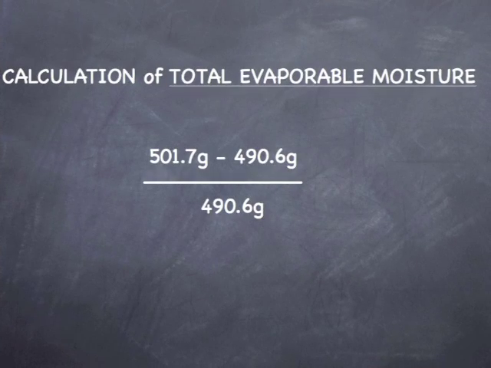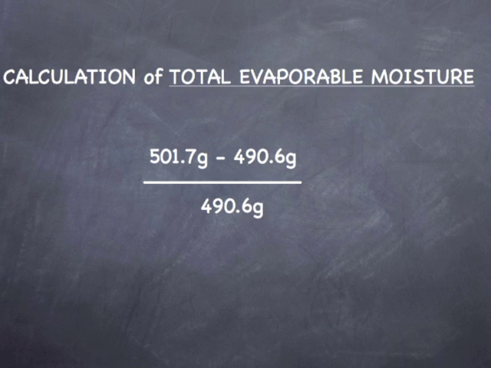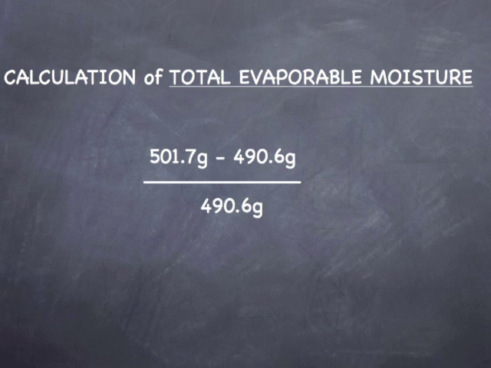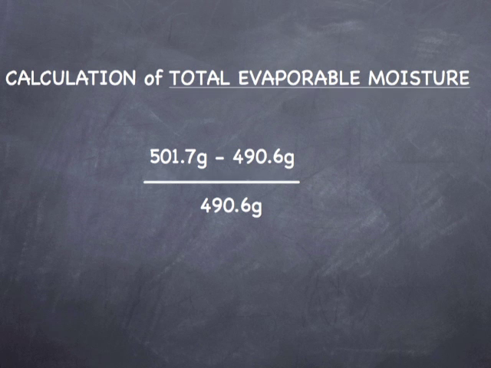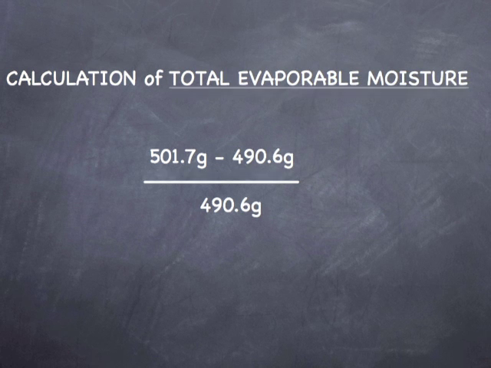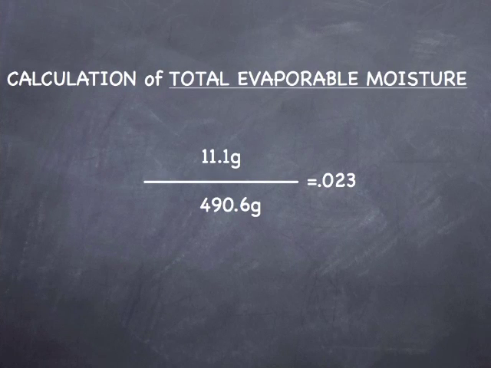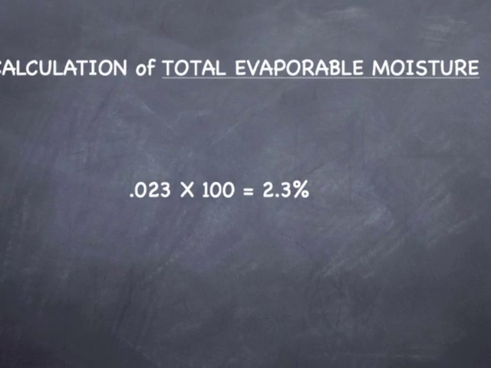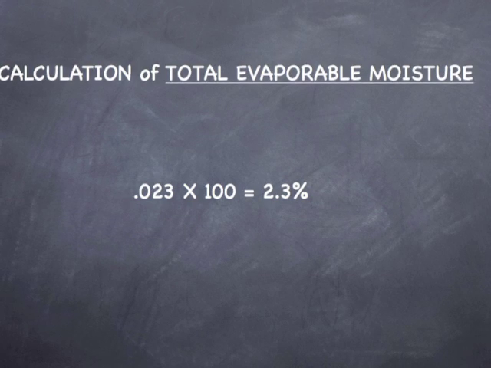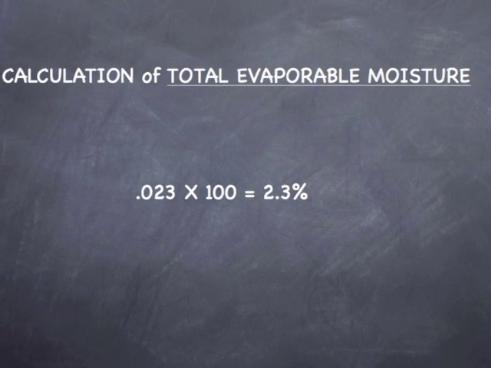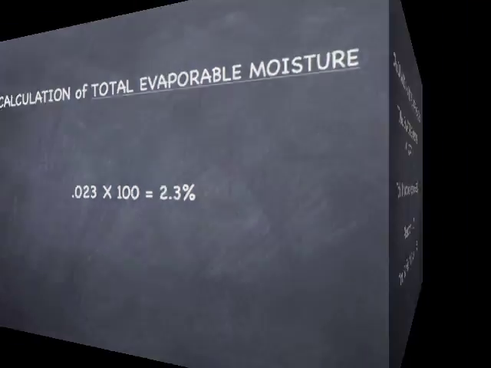So if we go ahead and plug in our numbers, our equation should start like this: 501.7 grams minus 490.6 grams divided by 490.6 grams. And we should get 11.1 divided by 490.6, and this should give us 0.023, and 0.023 times 100 should give us 2.3% total evaporable moisture.